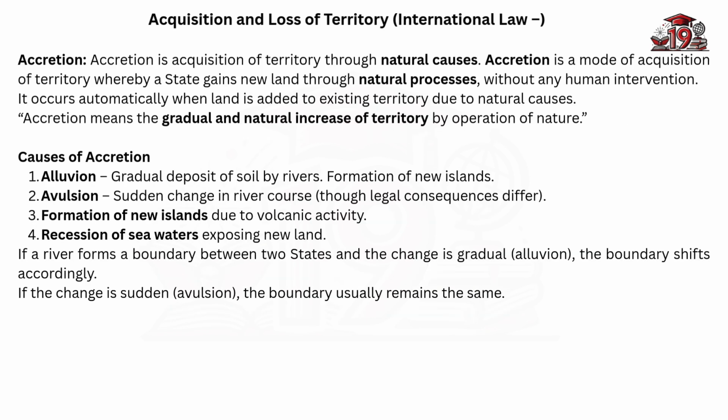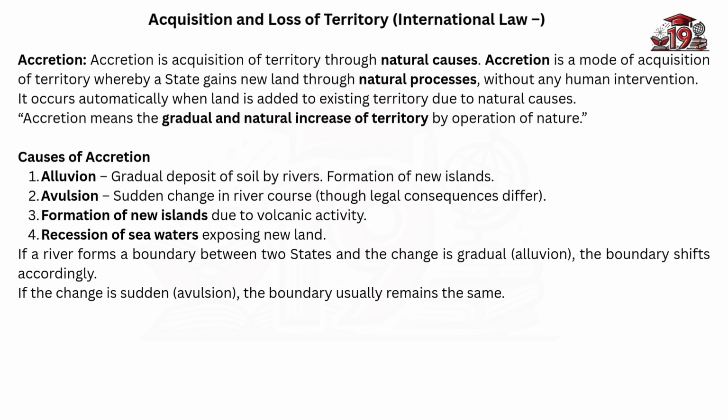Accretion. Accretion is acquisition of territory through natural causes. Accretion is a mode of acquisition of territory whereby a state gains new land through natural processes, without any human intervention. It occurs automatically when land is added to existing territory due to natural causes. Accretion means the gradual and natural increase of territory by operation of nature.